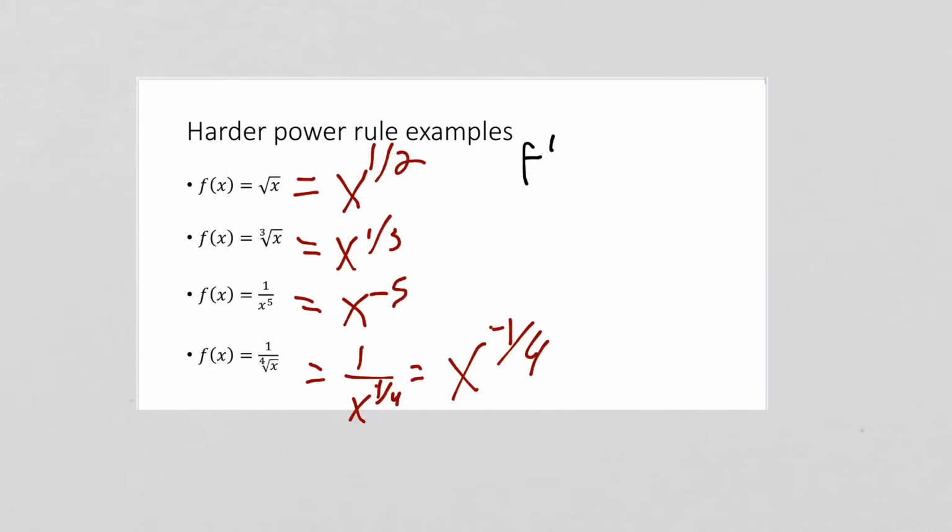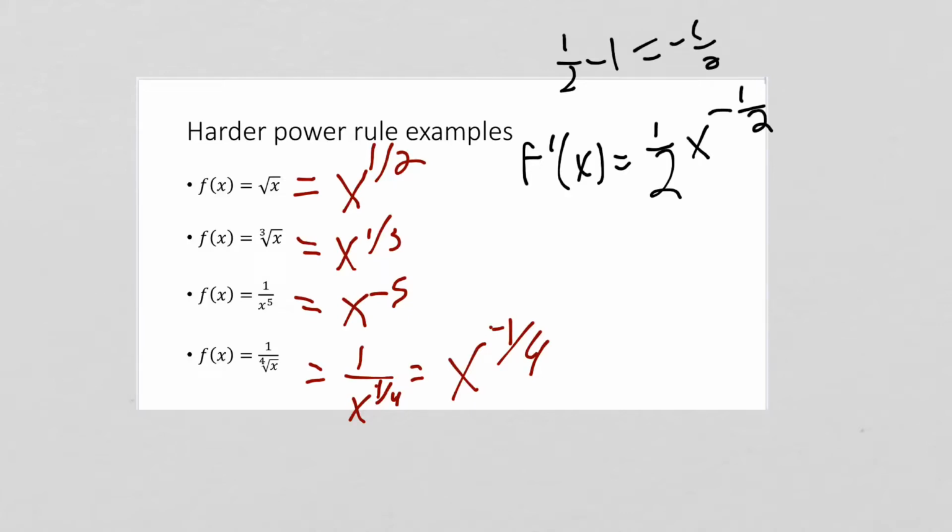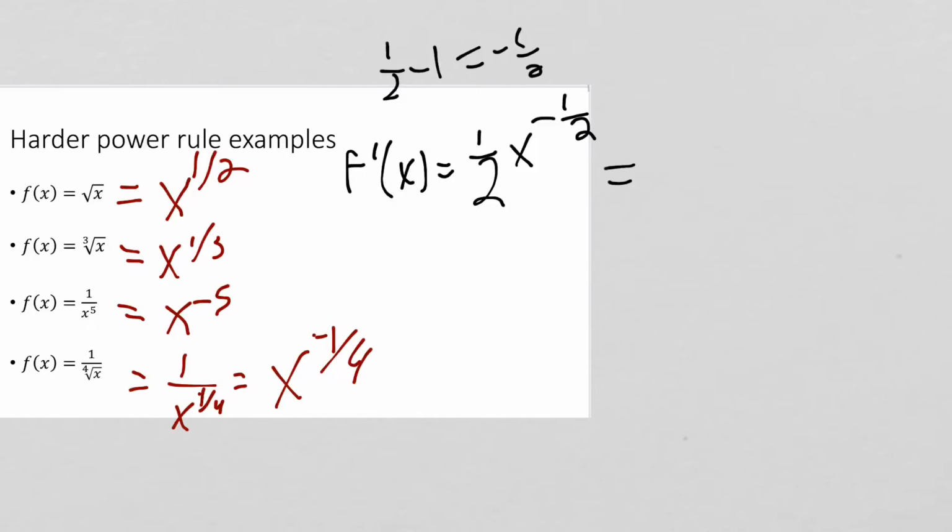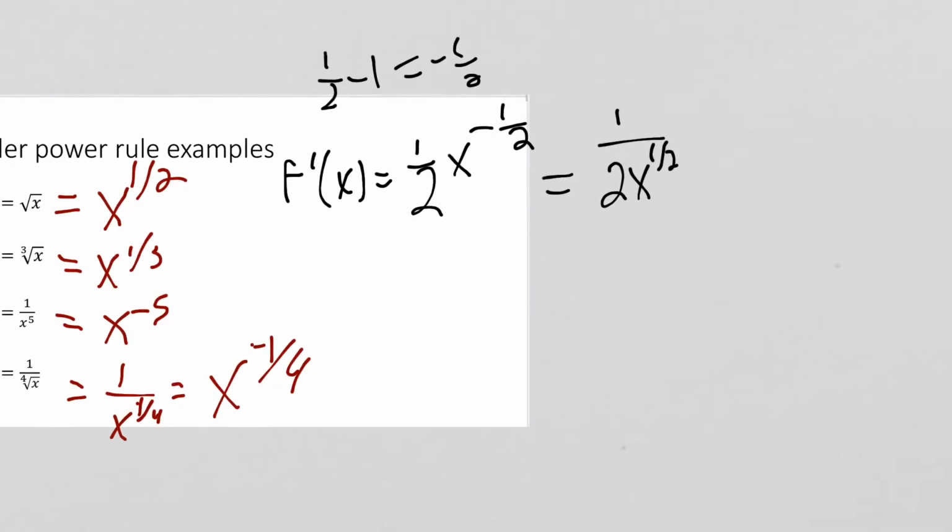So we get f prime x equals 1/2 is going to jump out front times x to the, what's 1/2 minus 1? That's negative 1/2. Okay, so then it's now convention to rewrite these so they're not written as a negative exponent. And then this ends up being 1 over 2 root x.